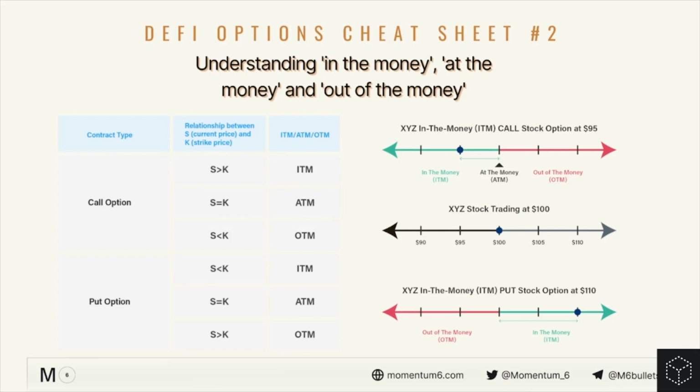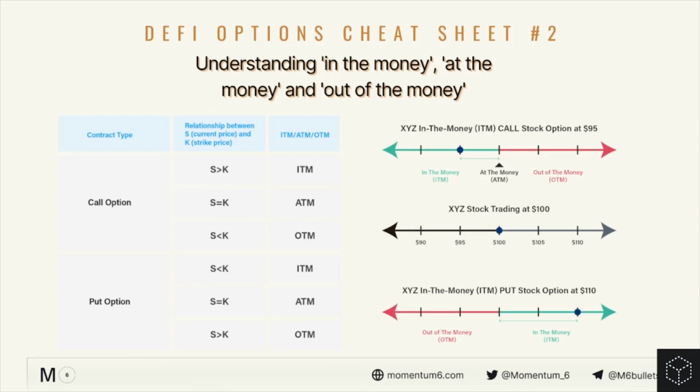This is looking at in the money and out of the money. With a call option, or an option where you expect the price to rise, you're going to be in the money if the current price is higher than the strike price, and out of the money if the current price is lower than the strike price. So maybe the price of Ethereum is 1,000 and your strike price is 1,250. If the asset goes up to 1,500, you're going to be in the money with a call option.